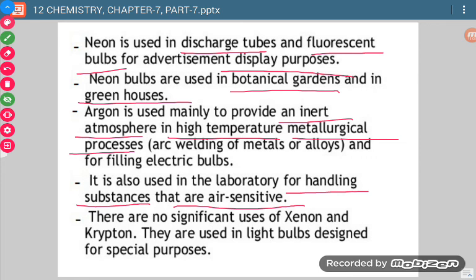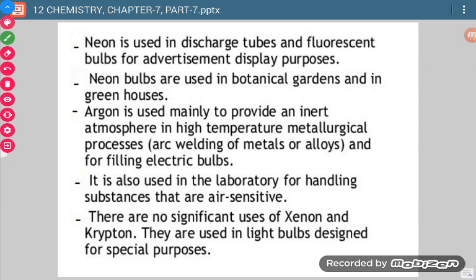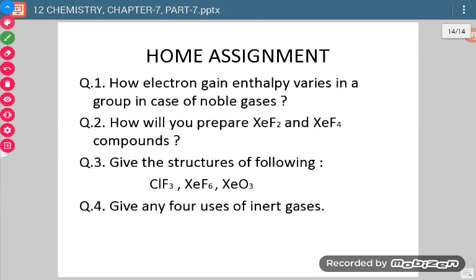There is no significant use of xenon and krypton. They are used in light bulbs designed for special purposes. So these were the uses of the noble gases. Now on the basis of whatever we have discussed, you have to solve these home assignments. Okay, thank you.